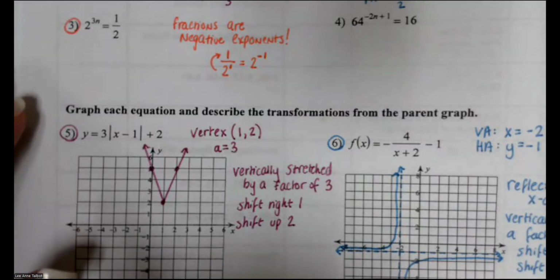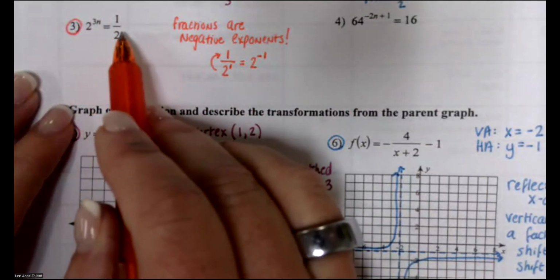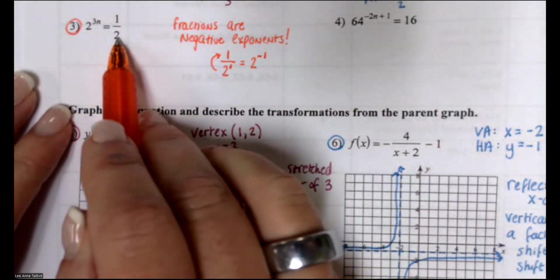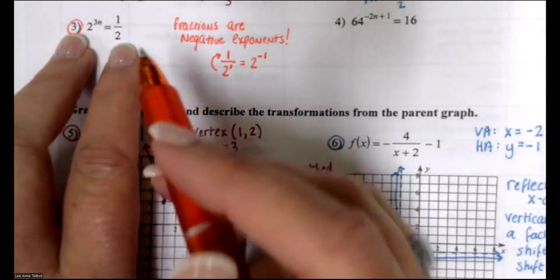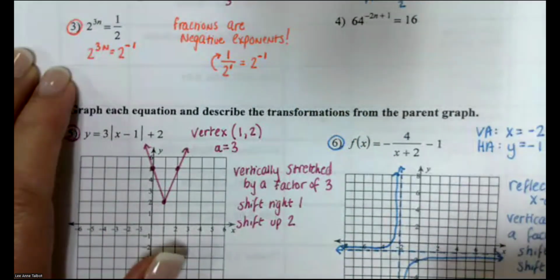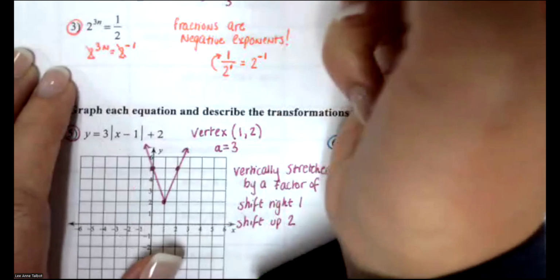So when you see these same base exponential problems with a fraction, that means that your same base is going to be the number, and then the exponent will be negative. So this is 2 to the 3n equals 2 to the negative 1. Okay, and then the 2's cancel out.